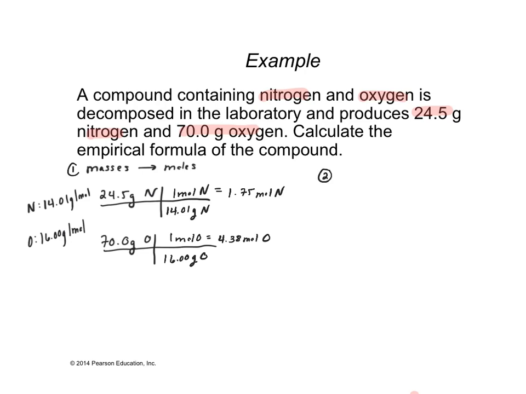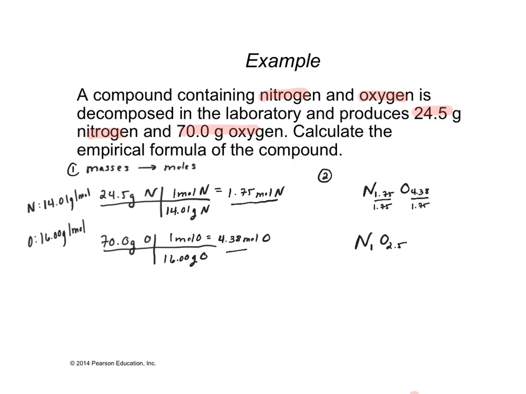Step number 2 is writing the pseudo formula. So we'll write nitrogen first, and we'll list the number of moles with nitrogen. So nitrogen has 1.75 moles, and then oxygen will come second. It has 4.38 moles. And then in the next step, we're going to reduce these to whole number values, ideally by dividing by the smallest number. So for this problem, that ends up being the 1.75 from the nitrogen. So when I do that, I'll get nitrogen 1, so that reduces to 1, and then oxygen is 2.5.